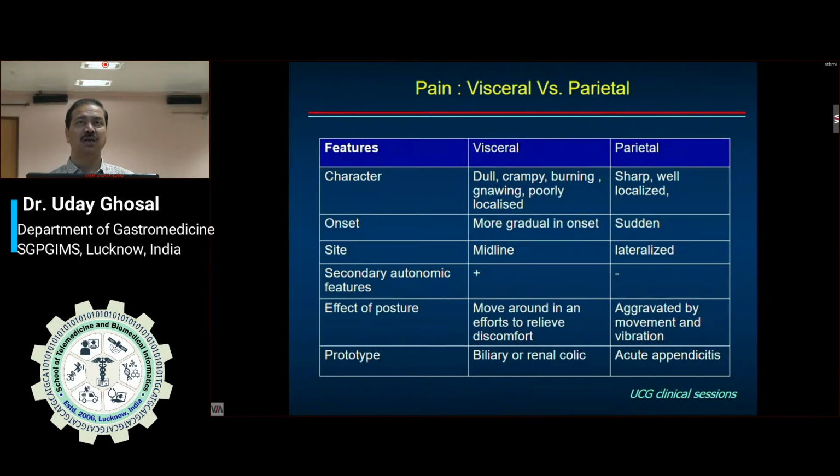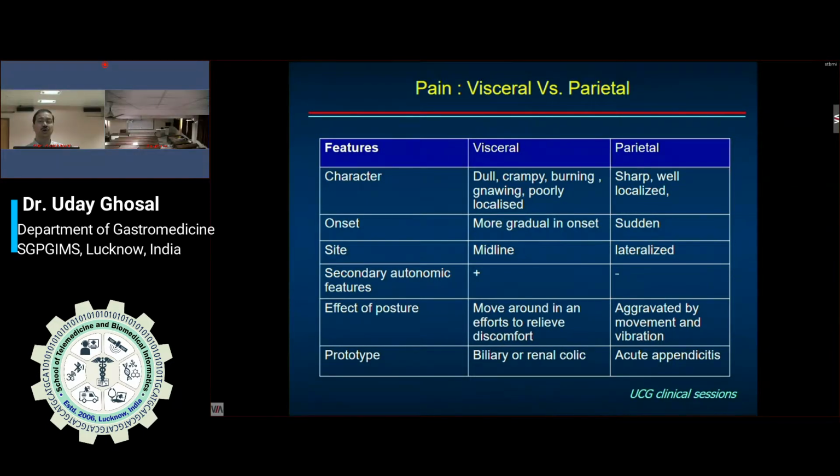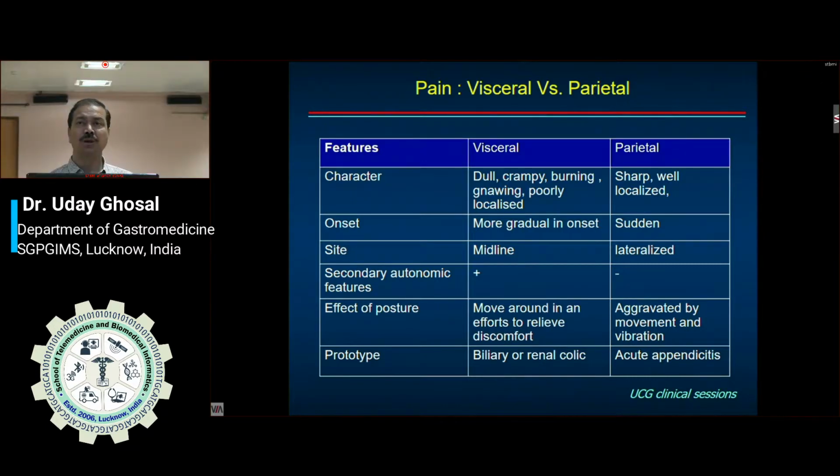Visceral pain is dull, crampy, burning, gnawing, and poorly localized. So most importantly, visceral pain is dull and poorly localized. On the other hand, parietal pain is sharp and well localized. Onset, visceral pain may be more gradual in onset. On the other hand, parietal pain is more sudden in onset. Visceral pain will be in the midline, whereas parietal pain will get lateralized. That's why when somebody has pain of gallbladder origin, it is a visceral pain. This visceral pain may be in the epigastrium because it is in the midline. This is a visceral pain.